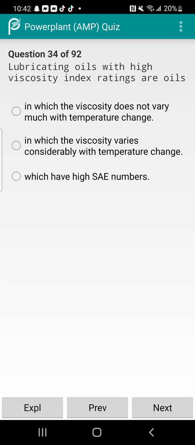Lubrication oils with high viscosity index ratings are oils in which the viscosity does not vary much with temperature change.